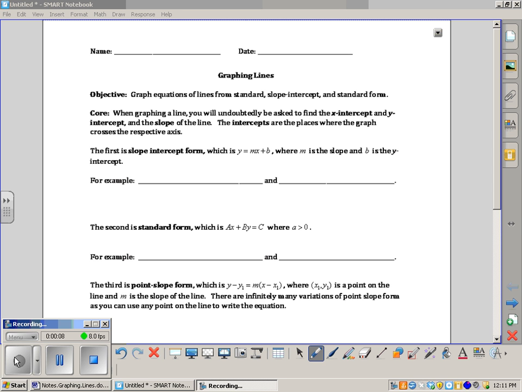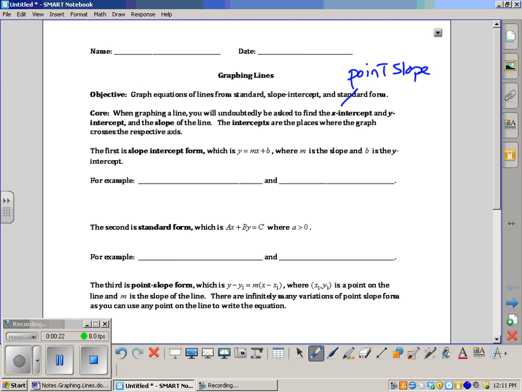Our objective today is to graph equations of lines from standard, slope-intercept, and point-slope form. When graphing a line, you will undoubtedly be asked to find the x-intercepts, the y-intercept, and the slope of a line. The intercepts are the places where the graphs cross the axis.